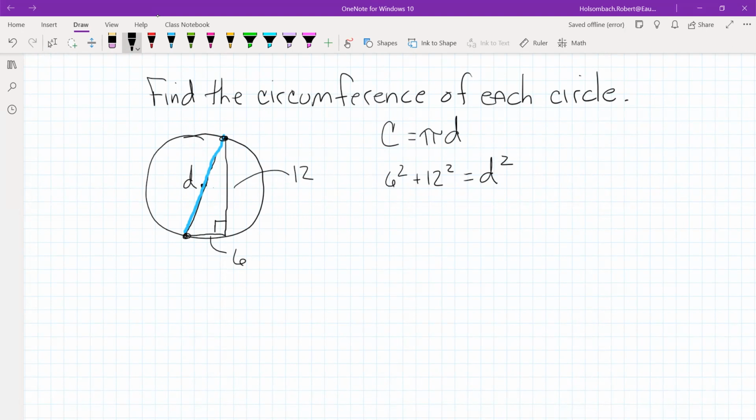And now we can do that in our calculator. All right. 6 squared plus 12 squared equals, so I get 180 equals d squared. And if I find the square root of both sides, I get 13.42 as the diameter.